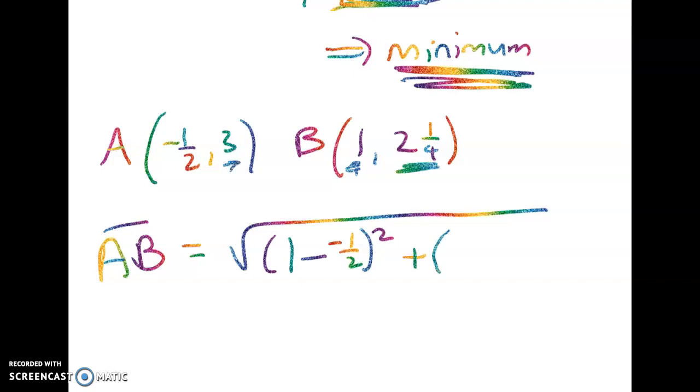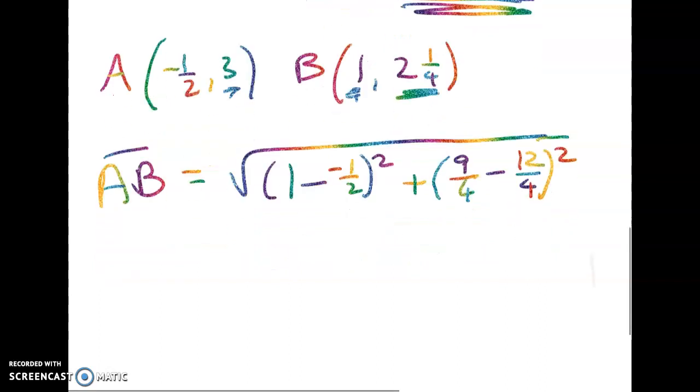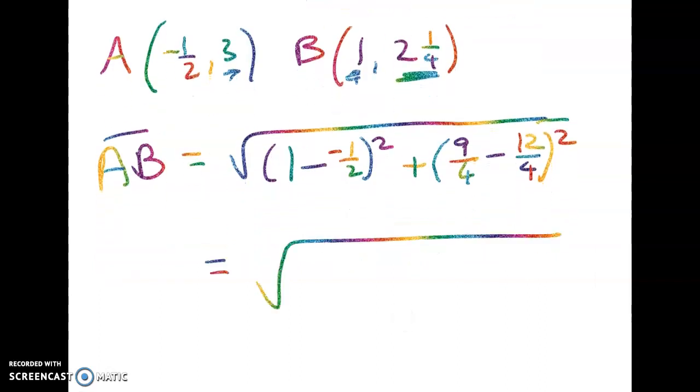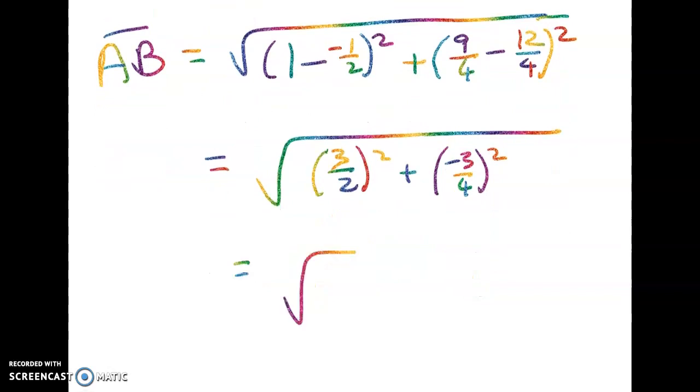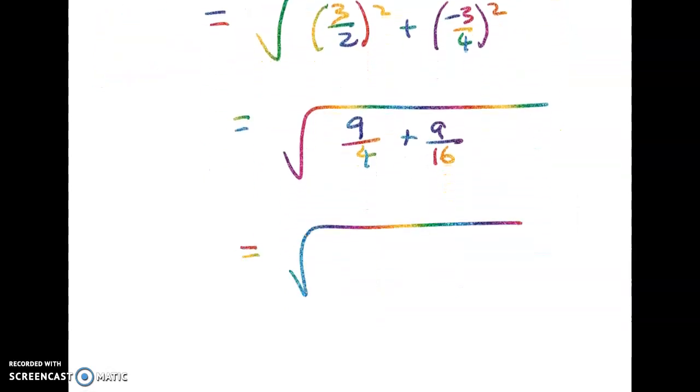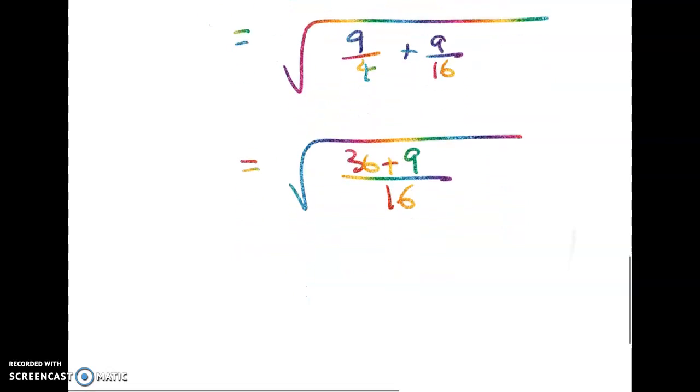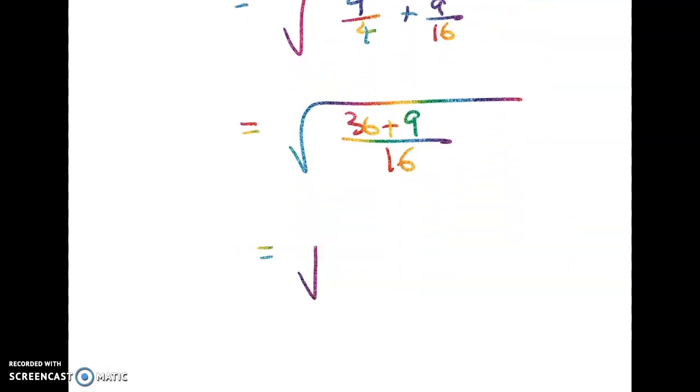Turning this into an improper fraction, we get 9 over 4 minus 3, which is 12 over 4, squared. That gives me the square root of (3 over 2) squared plus (-3/4) squared. So I get 9 over 4 plus 9 over 16, common denominator, so 36 plus 9. I know some of you are rolling your eyes at how many steps I'm doing.